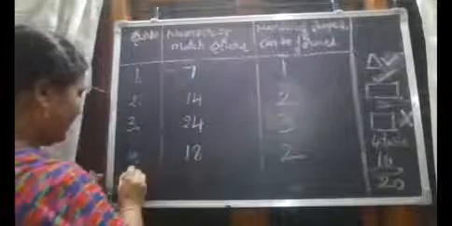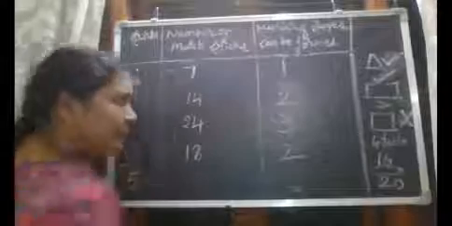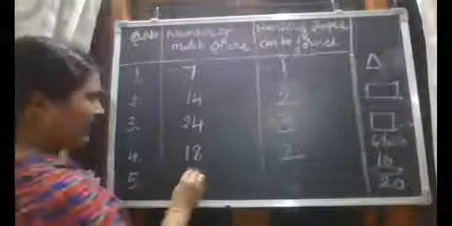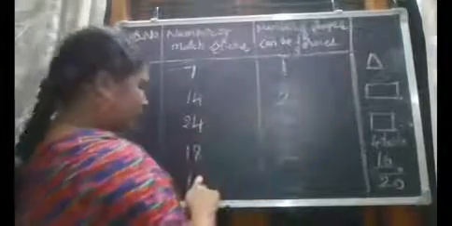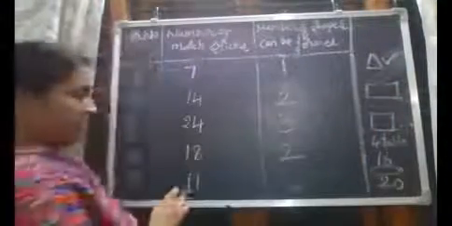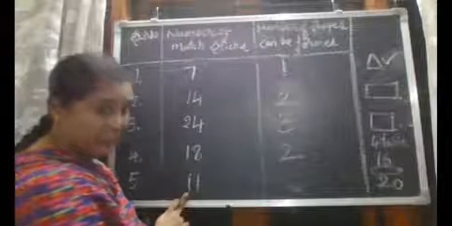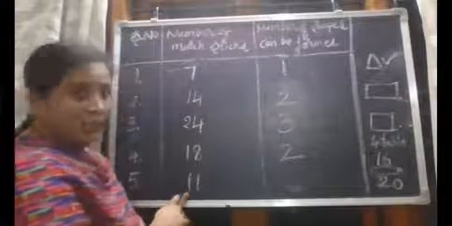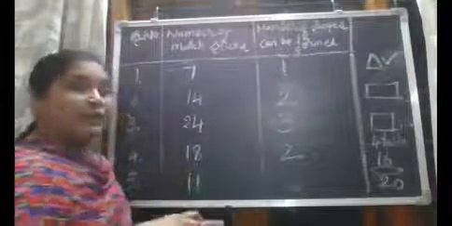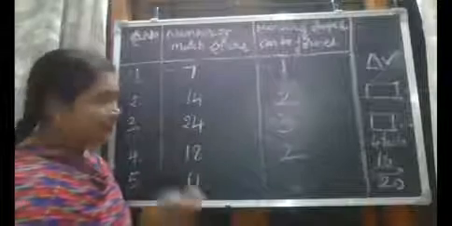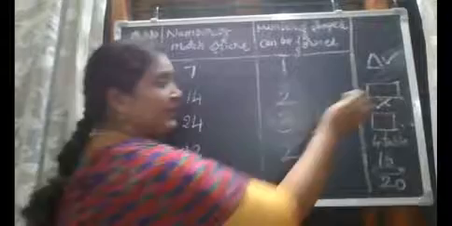Okay, children, let me take one more example. I'm taking 11. Similarly, 11 is bigger than 3, so we can make a triangle. Is 11 even or odd, children? How to check? We need to check it in the 2 table, isn't it? Do we get 11 in the 2 table? No. 2 5s are 10, 2 6s are 12. 11 is missing, we won't get it. So we cannot make a rectangle.